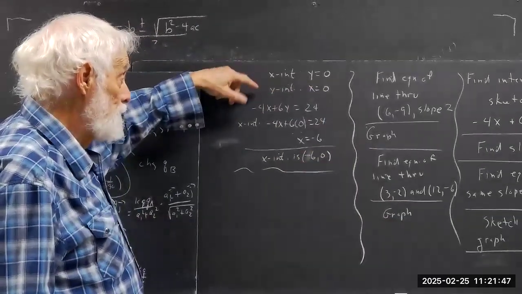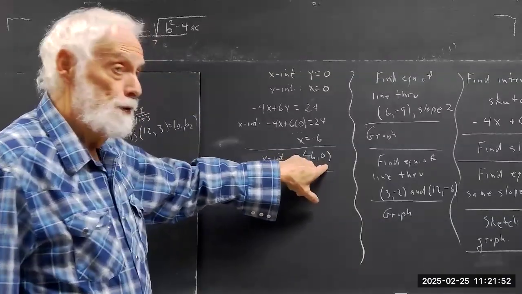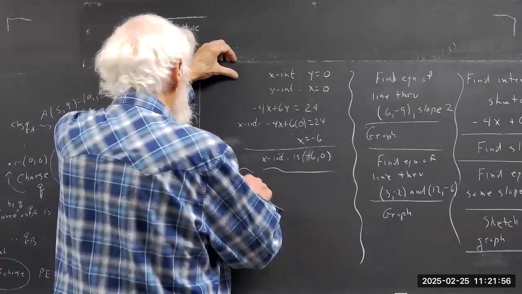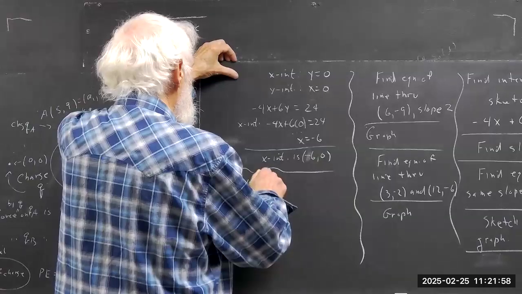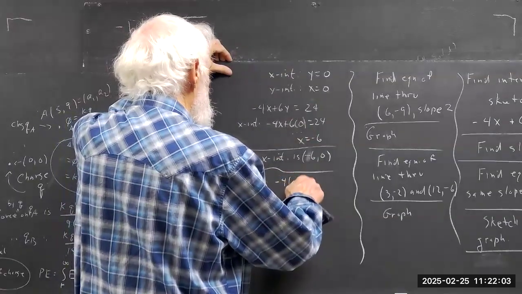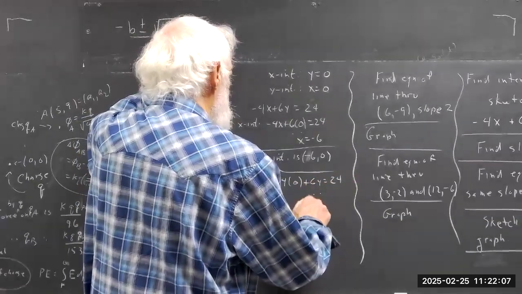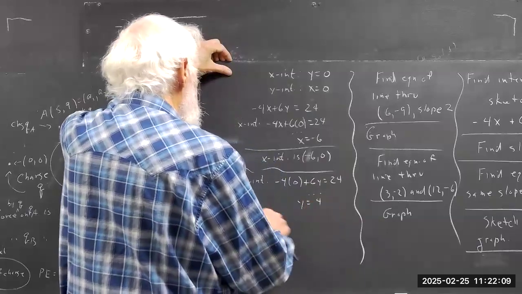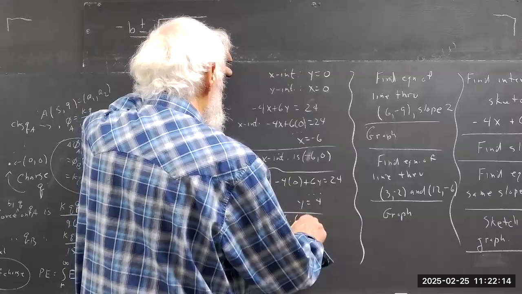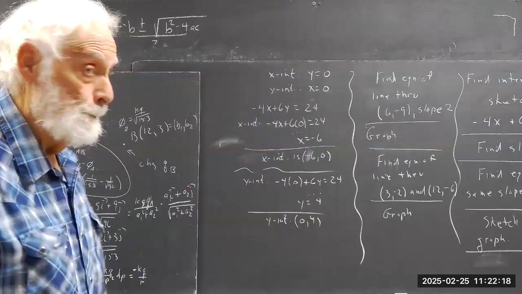So the process: start with one of the intercepts, x or y. What the equation tells you, write down, here's your intercept. Then the y-intercept, you're going to let x equals 0. So you're going to have negative 4 times 0 plus 6y equals 24. Y equals 4. So the y-intercept is 0, 4. Is that true?